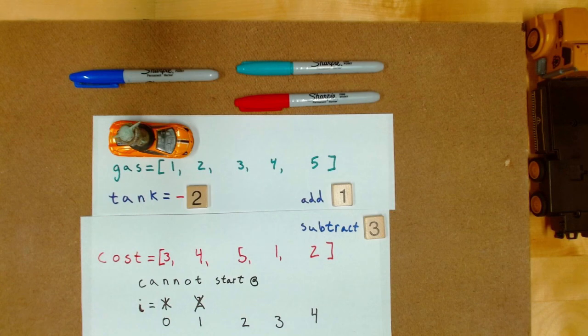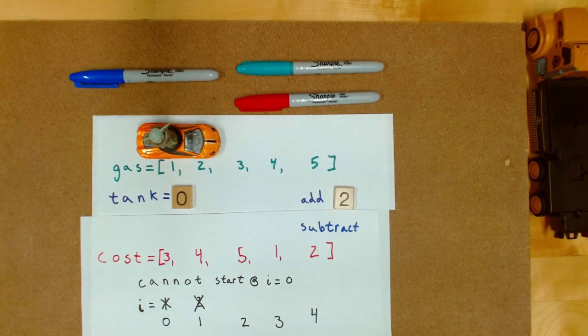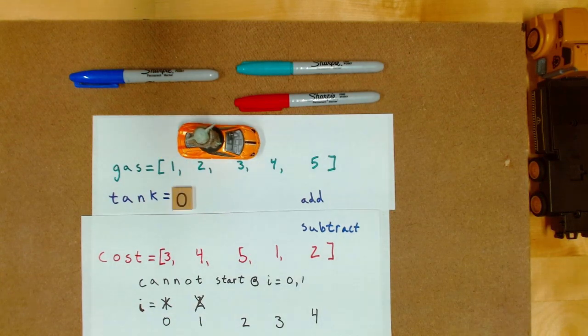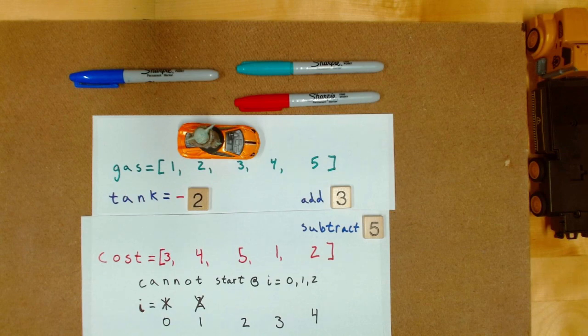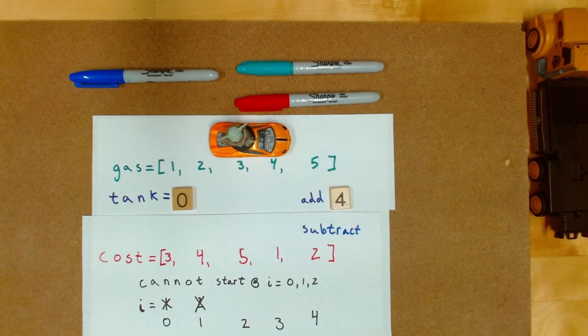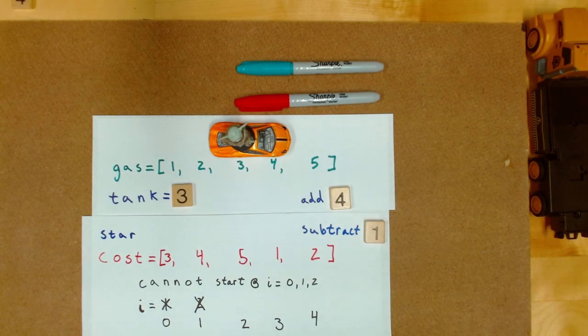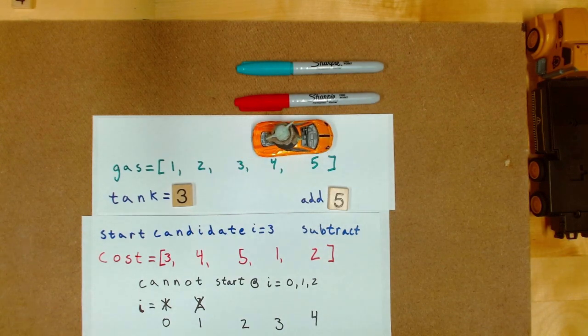If our tank goes into the negatives, then we cannot start at that particular index. So we'll cruise on over to the next one and start the algorithm again. When we find a position where our tank remains non-negative, then that is our start candidate.